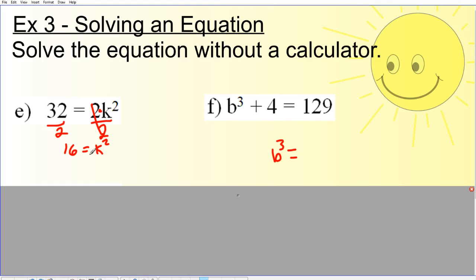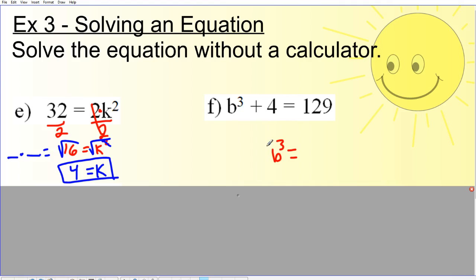Okay? So in letter C here, since this is k squared, we're going to square root both sides. Square roots cancel out squares. Cube roots cancel out cubes. Square root both sides, and this cancels out. And the square root of 16. What number times by itself equals 16? Go through your times tables ahead if you need to. Look at the tables. The answer is 4. 4 times 4 is 16.